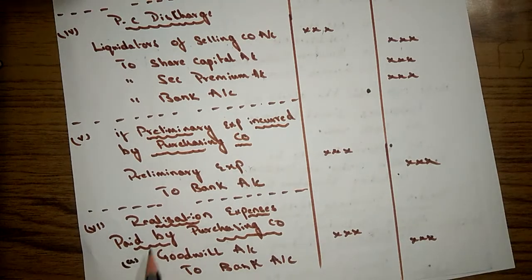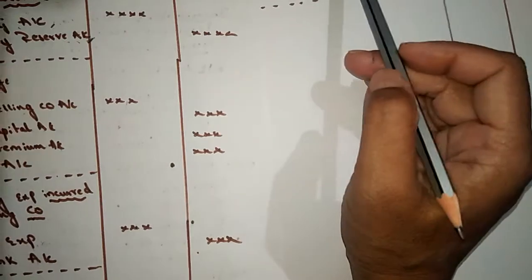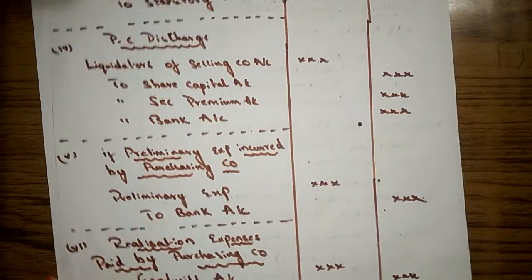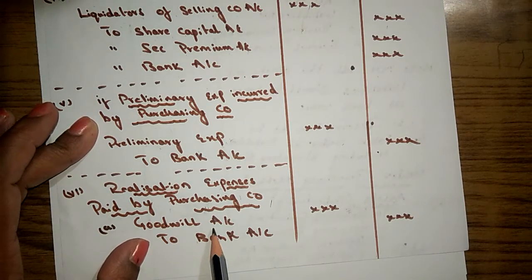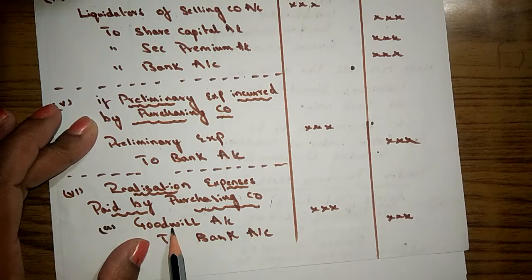The next entry, realization expenses paid by the purchasing company. These are realization expenses which are paid by the purchasing company on behalf of the selling company. Here you have two options. You can either pass two entries, or you can pass only one entry. Whichever, that is fine. The first option is goodwill account to bank account. Whatever realization expenses are coming, we need to debit to goodwill account, to bank account.